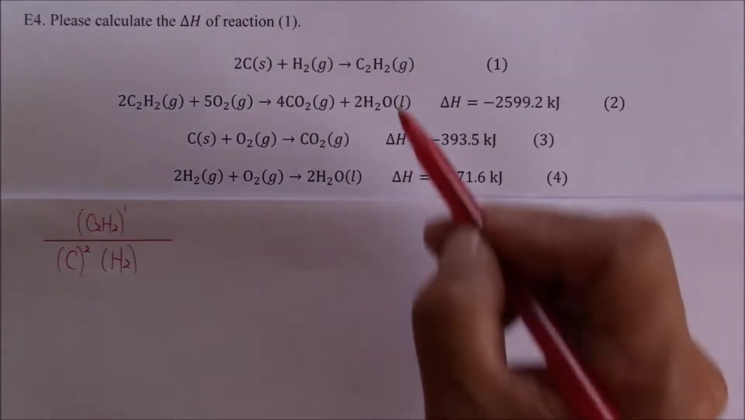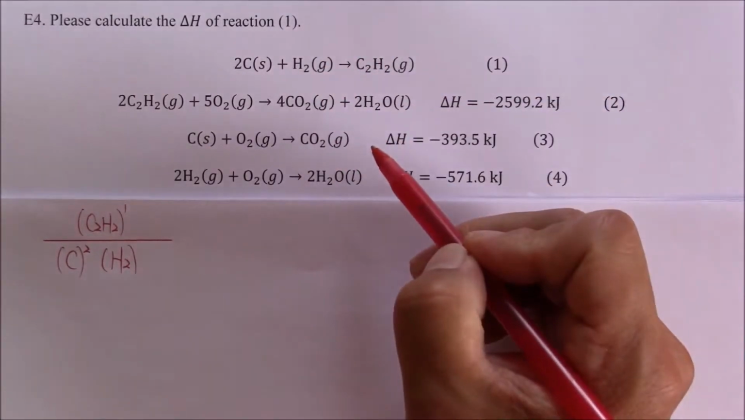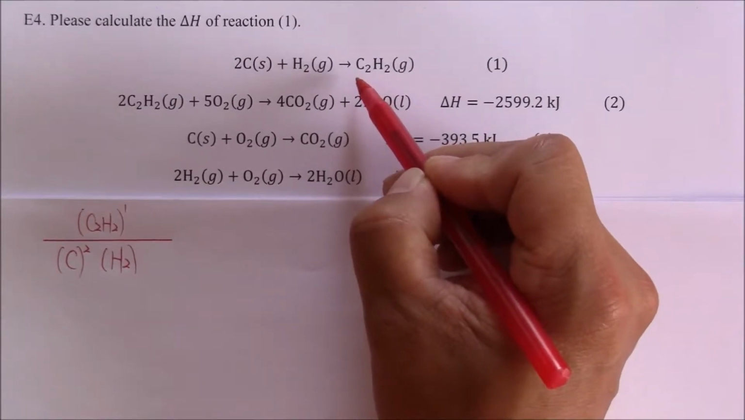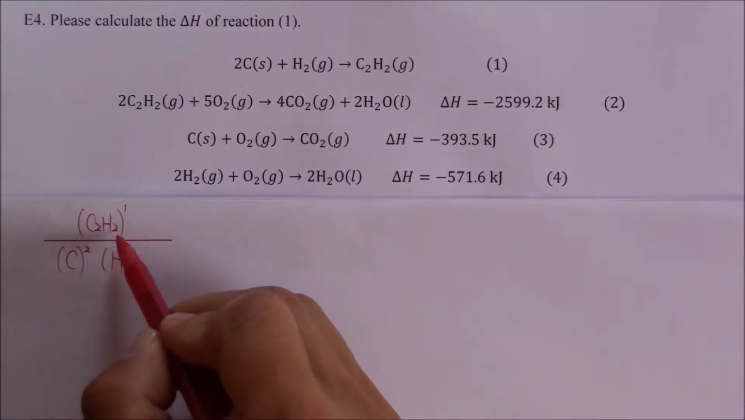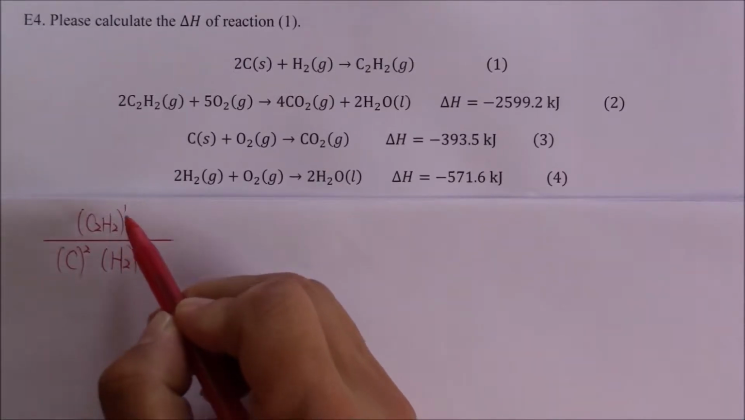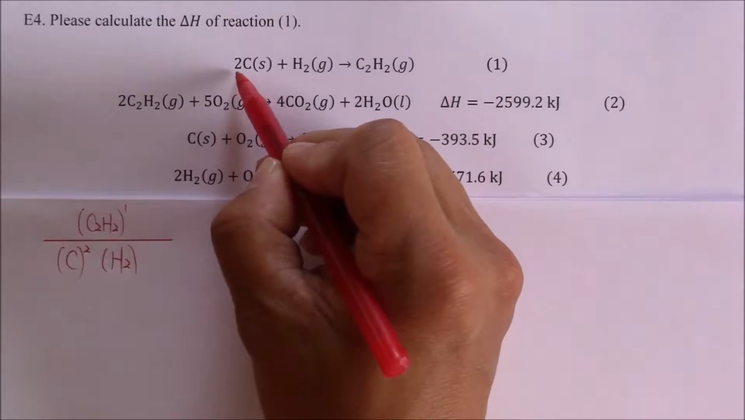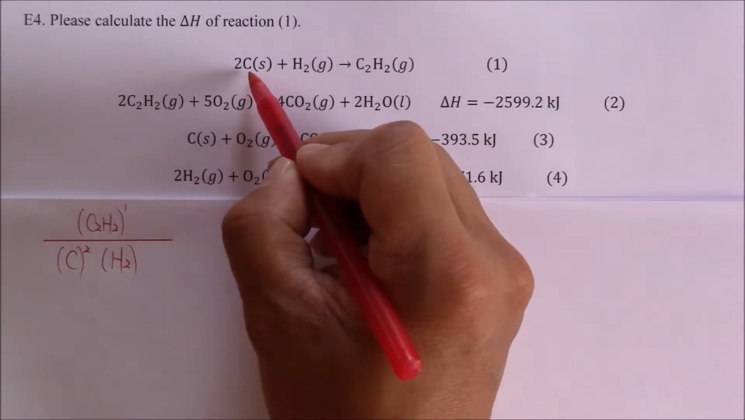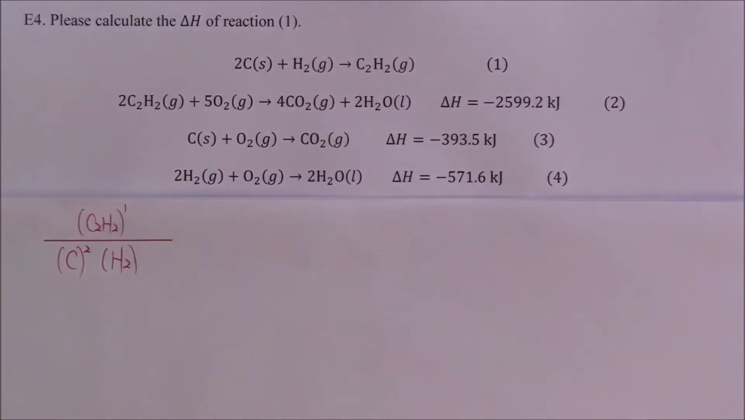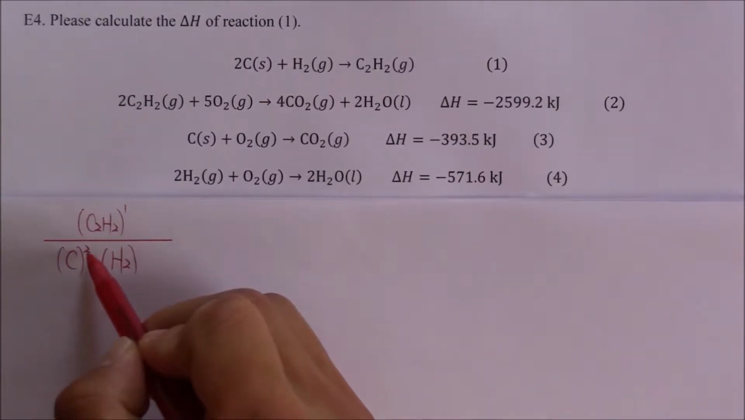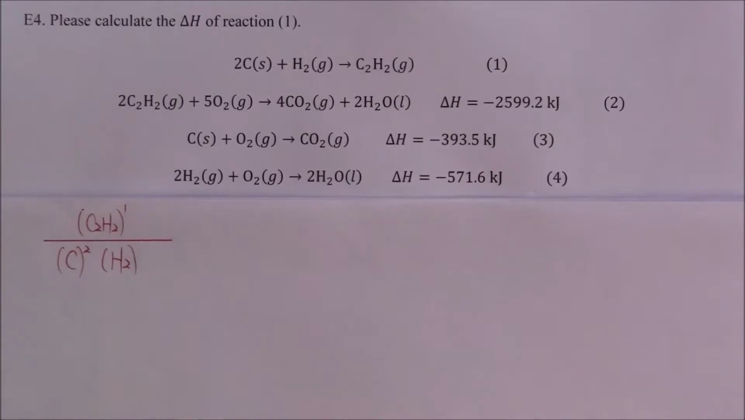For example, C2H2 is a product. The coefficient is 1. Therefore, we will put C2H2 in the numerator. The power term will be 1. For carbon, the coefficient is 2. Carbon is a reactant. Therefore, in our fraction, carbon will be in the denominator. The power term will be 2. Similarly, we can write down a fraction for each chemical equation.